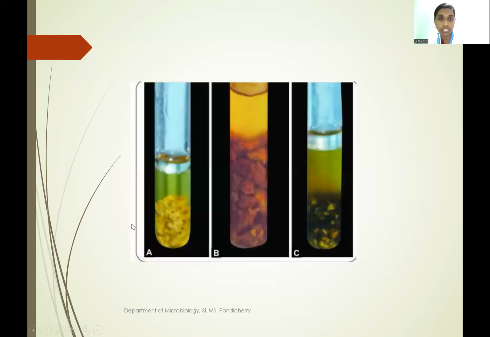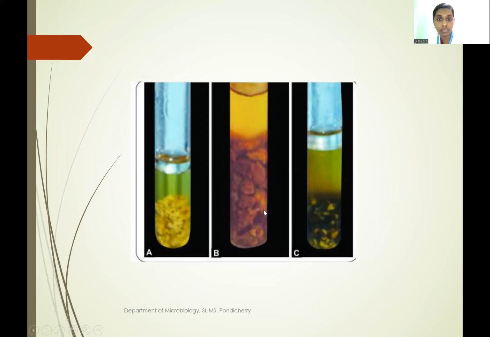So in this picture, you can see the extreme left is uninoculated media. It contains the minced meat particles and the broth above. It is not turbid, it is uninoculated. So these two are inoculated.